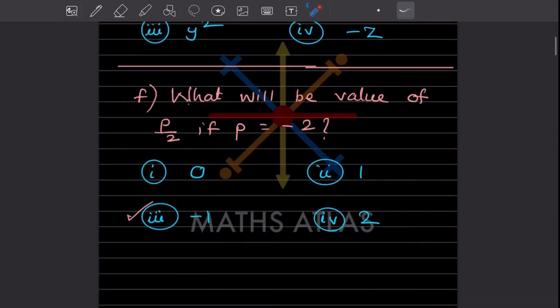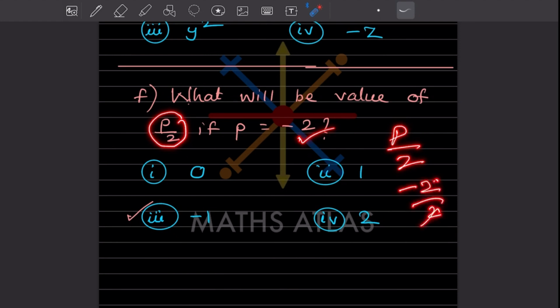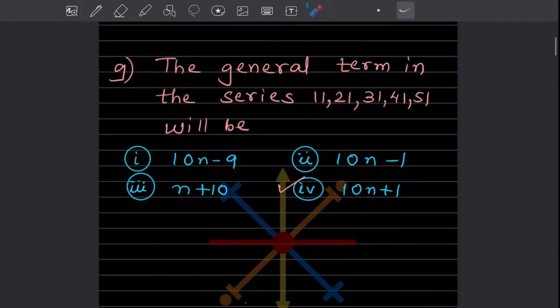Now it says, what is the value of p by 2 if p is equal to minus 2? So this is the expression given, p by 2. You have to just put minus 2 in place of p. So here it comes to minus 1. Hope that is clear. Now we will see the general term in the series.